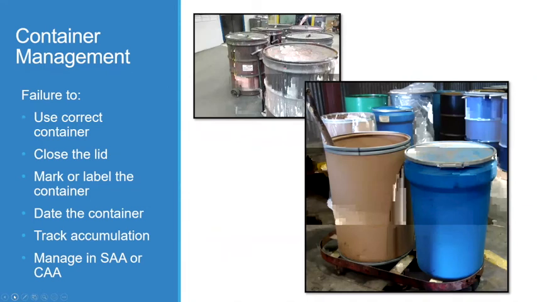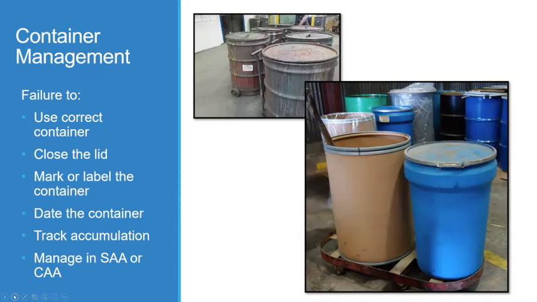So here are some examples of containers. Failure to use the correct container. If you've got something that's corrosive, you want it to be in a plastic container, not a metal drum, because it will do its job and eat its way through the container. You want lids closed. For volatile chemicals, you want them closed completely. For some of the dry ingredients that maybe don't have an air component to them, sometimes the lid being just on top is sufficient.